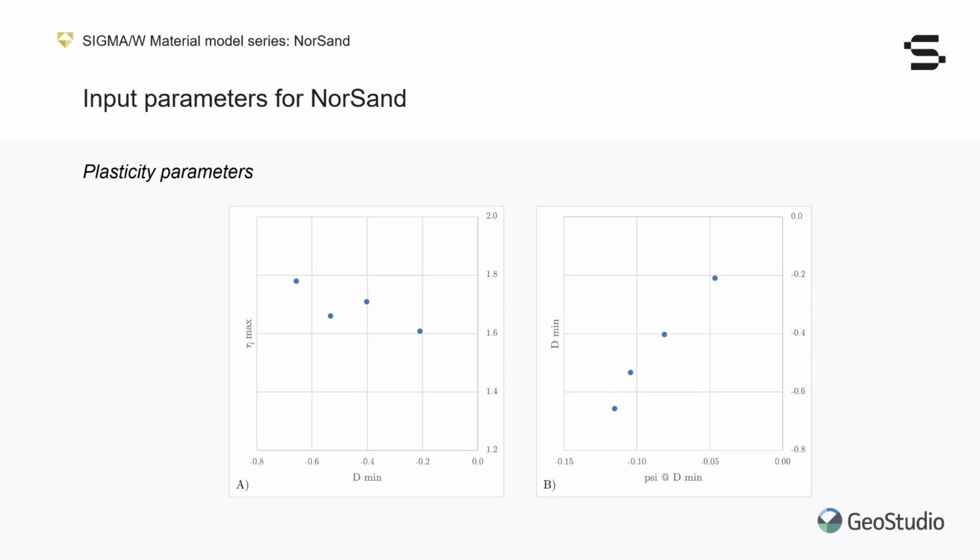By plotting these together on 2 separate plots, we can see trends emerging which will allow us to determine 3 of NorSand's input parameters. On plot A, which is the maximum stress ratio as a function of maximum dilation, the y-intercept corresponds to the critical state ratio, MTC. The slope of this best fit line would then be related to the volumetric coupling coefficient n.